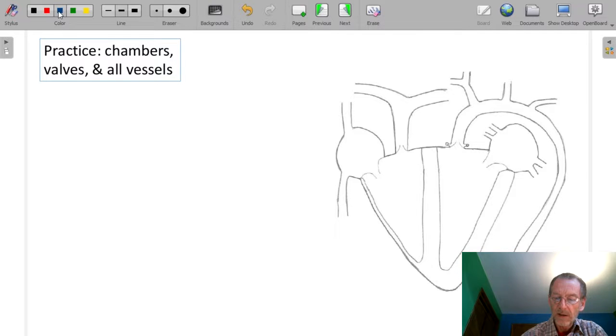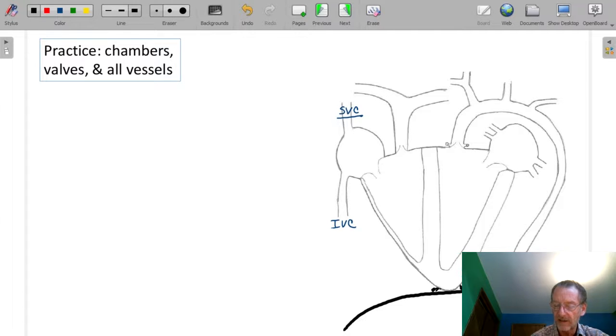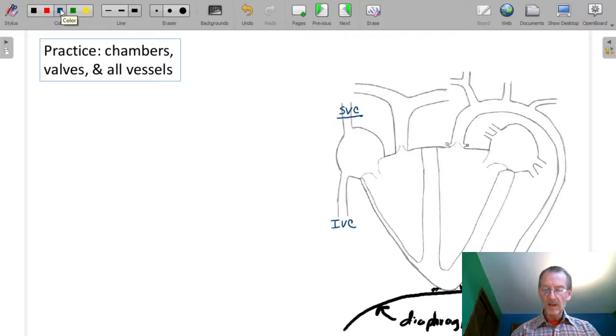So this would be the, you can say it to yourself, superior vena cava, inferior vena cava. And by the way, the diaphragm is running more or less like this. The heart is sitting right on the diaphragm, but it doesn't sit like a point right there. It's really sort of laid on the side. So that's the diaphragm. Abdominal cavity below, thoracic cavity above. So back to the heart.